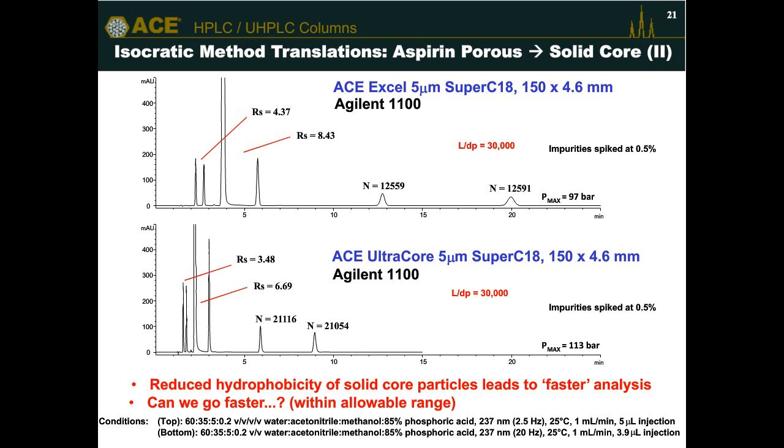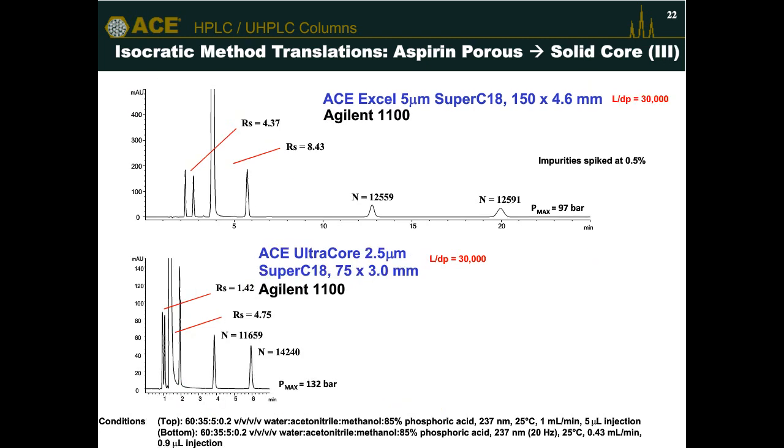So we could speed this up using the translation principles that we've already learned. In this case, we went for a 75 millimeter column, so halved the column length. We halved the particle size, so now went to a 2.5 micron instead of the 5. And we reduced the column ID from a 4.6 mil to a 3.0. Now, this actually lost the resolution for the early eluting peaks.